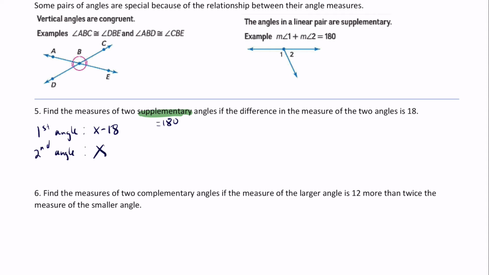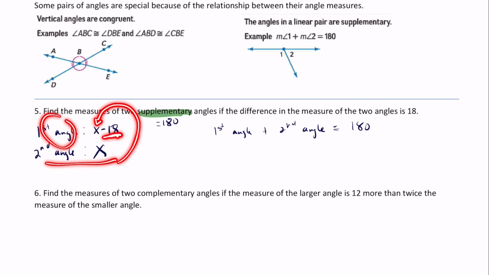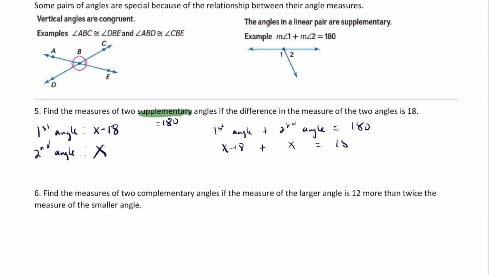Now, I already have my setup here. I have the first angle plus the second angle. And if these two angles are supplementary, that means I have to equal that to 180. So I can just go ahead and start filling in. I know the first angle, x minus 18. I don't know what x is, and I don't even know the second angle. So the second angle, by the way, if you don't know, the second angle minus the 18 will give you the first angle. So that's going to be x minus 18 plus x, which is equal to 180.